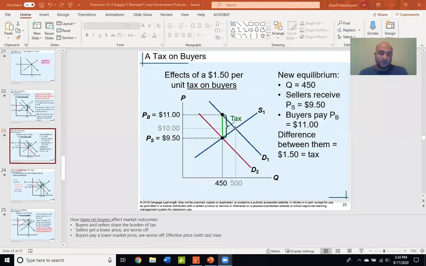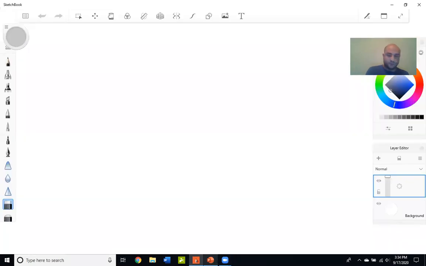Okay, let's begin. We talked about a situation where a $1.50 tax is enforced on the buyer. So now we're going to find how the dynamics of the system change. First of all, we need to find the equilibrium, the old equilibrium, the old supply and demand, what happens in the market.